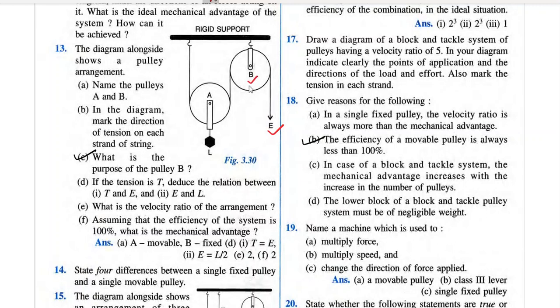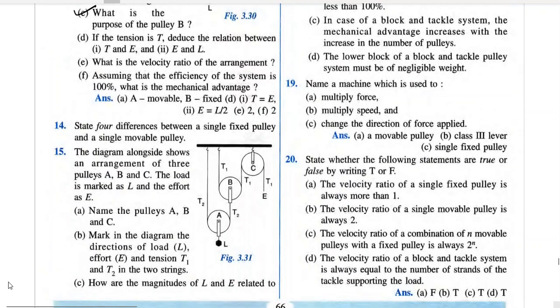So pulley B does not change the mechanical advantage. The mechanical advantage of this system is 2, because we are using a single movable pulley. But pulley B changes the direction of application of effort to a convenient direction. That is its purpose. Let's go to the next question.